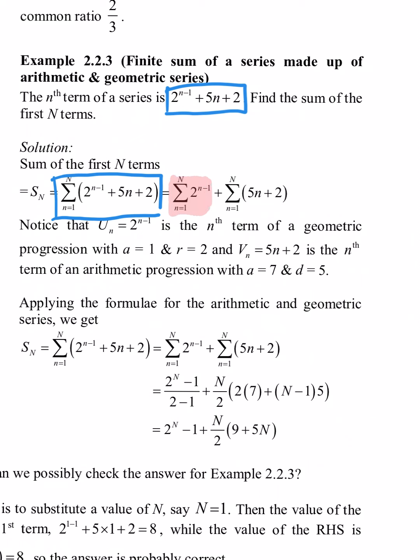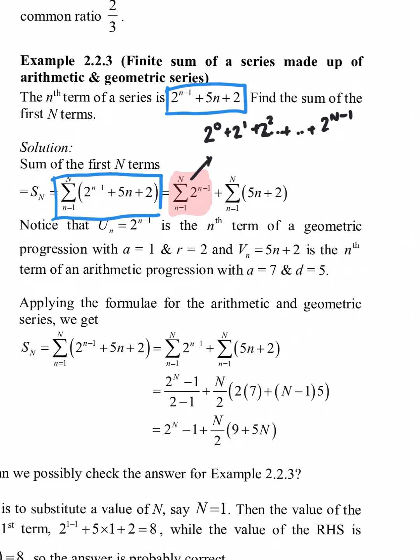When you can't see clearly whether it belongs to an arithmetic series or a geometric series, it'll be useful to write down the first few terms. So if we expand this out, it will be 2 to the power 0 plus 2 to the power 1 plus, one more term for you, 2 to the power 2, plus all the way up to 2 to the power capital N minus 1.